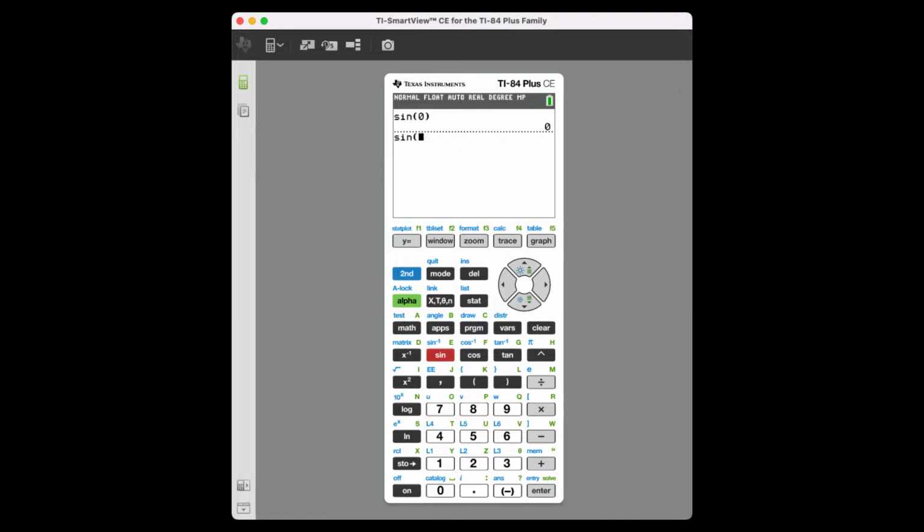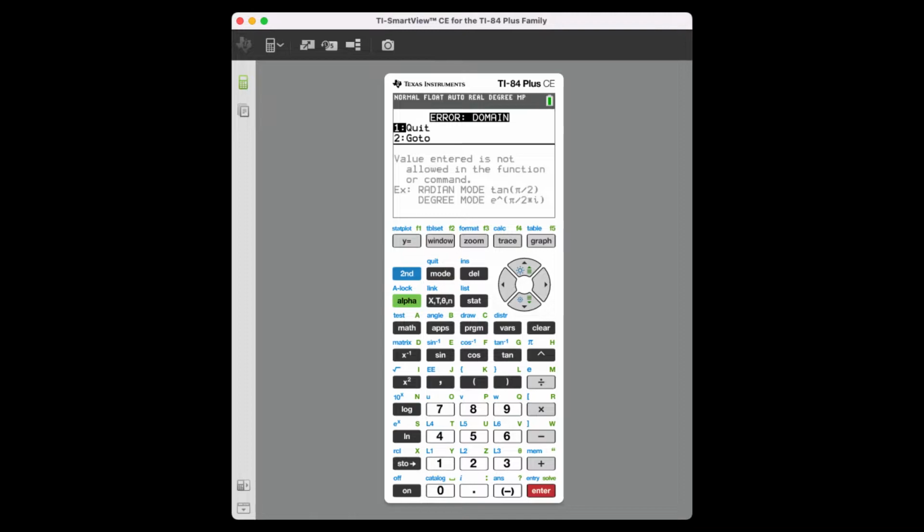So sine now, remember, I put this in degree mode, so that's 90 degrees. Isn't that 1? Cosine of what? 90 degrees. Is that 0? Tangent 90. It says error. Error domain.